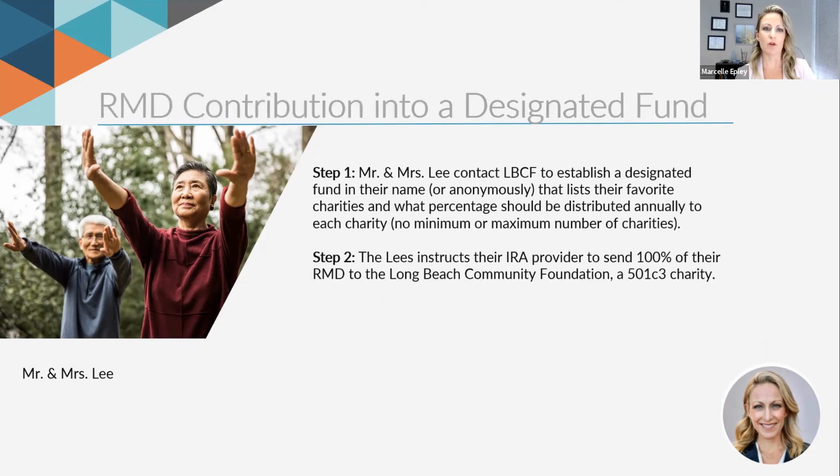So here's an example. Mr. and Mrs. Lee, they establish a fund either in their name. They could call it the Lee Family Foundation, or they could call it the Charitable Family Foundation. It doesn't have to have your name on it, but many like to put their name on it. And they go to their IRA provider and they say, send a check, 100% of my distribution this year to the Long Beach Community Foundation.